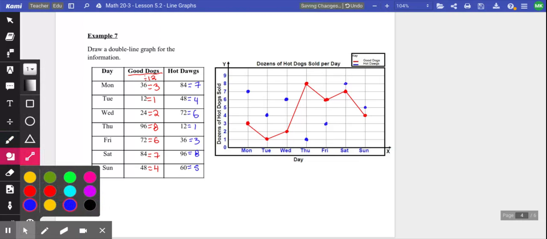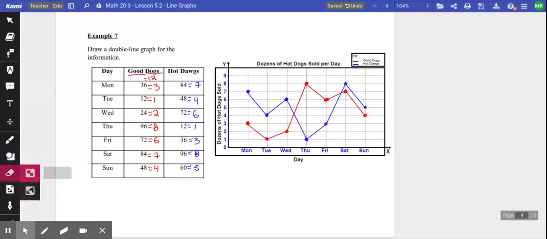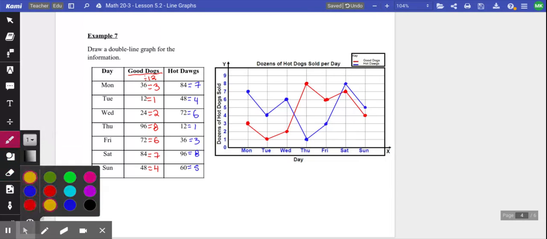And then I just connect the dots with a different color. So this time I'm going to do blue. And again, it shows you some trends on hot dog sales. You can see one company, like the reason why we do double bar graphs is so that you can kind of look and see things like this.